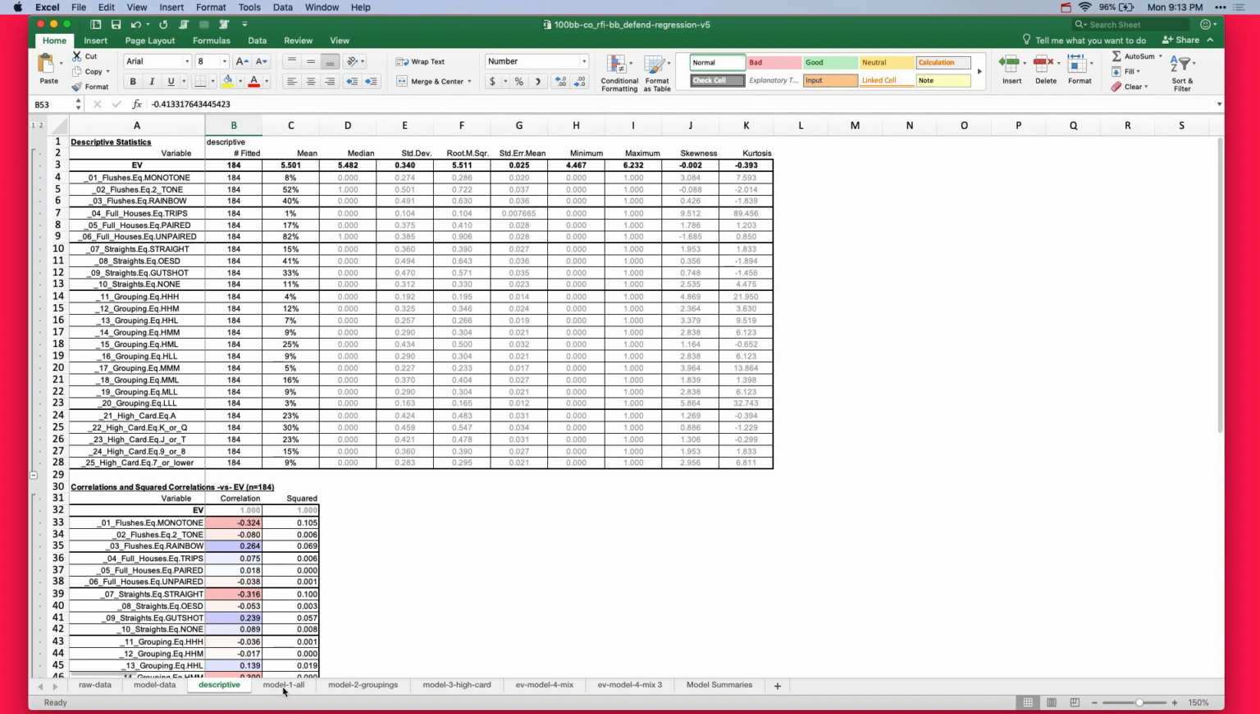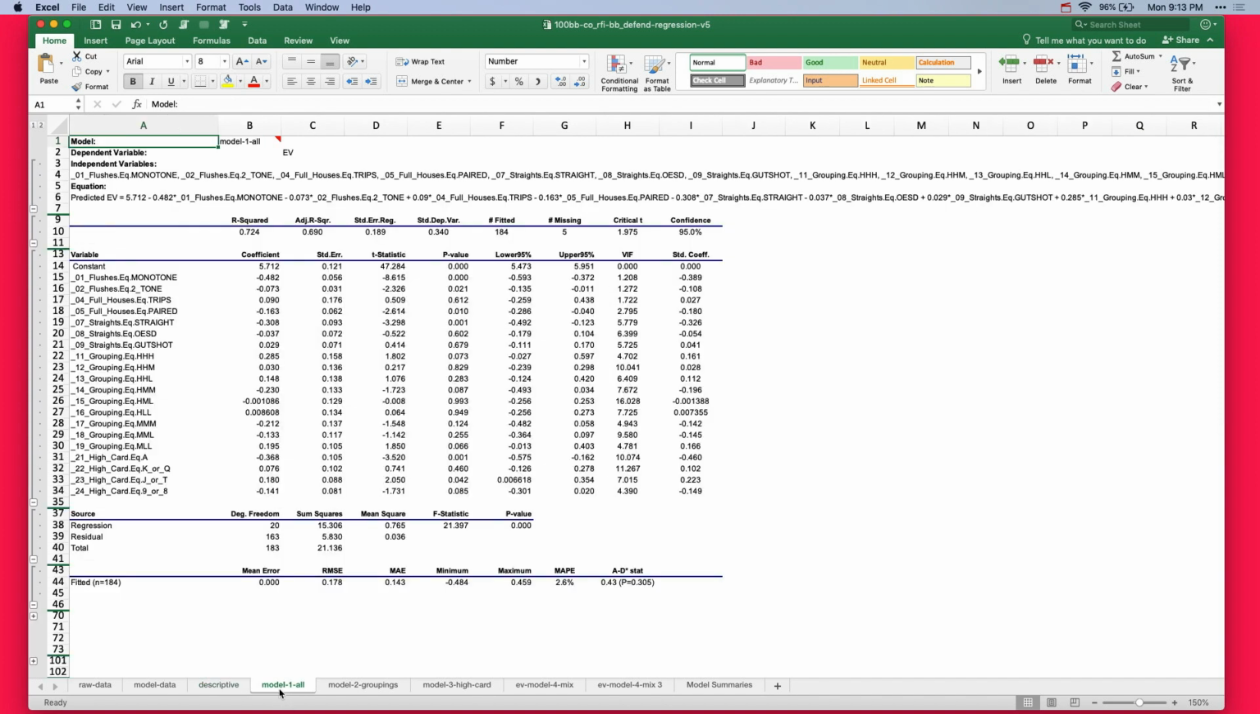So moving forward to the actual model itself, first things first, I built the model where I threw everything into the model. And what you ended up getting was an R squared of 0.724, and that's a fairly good model. We're saying 72% of the variance is being explained by the model here. So what does this actually tell us?